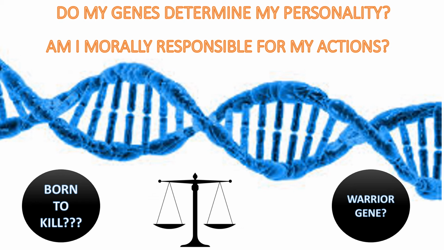This relates to a real life case in the early 1990s in America of a man called Stephen Mobley. Now, Stephen Mobley was a man who had a very good upbringing by all accounts, but walked into a pizza shop one day and shot dead the store manager. Now, when he was on trial, his defence lawyers argued that he was born to kill. They argued that Stephen Mobley had the warrior gene, and so he could not be found responsible, guilty of murdering, of killing the pizza manager.